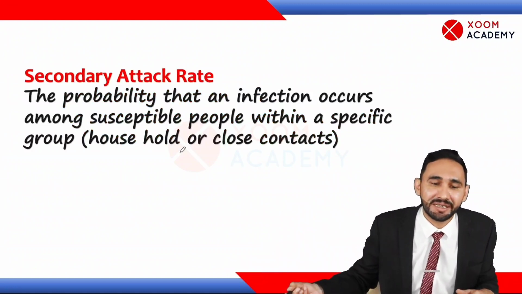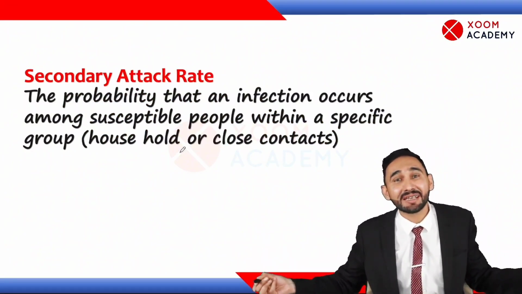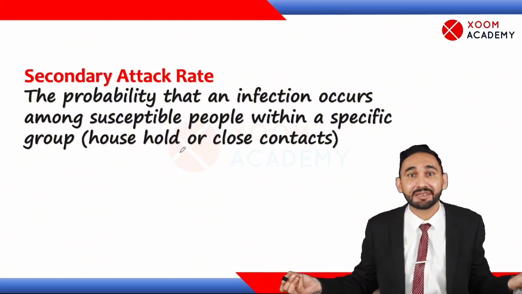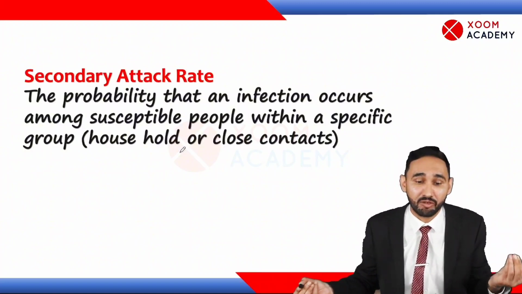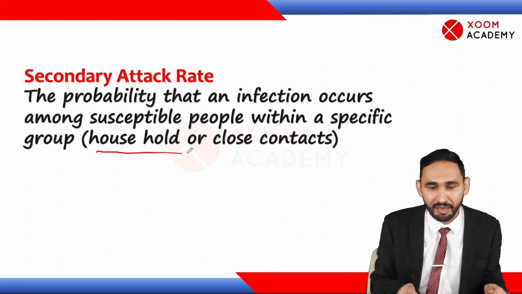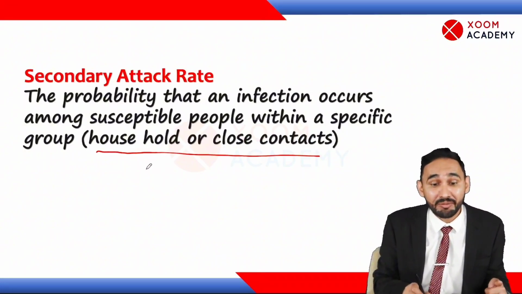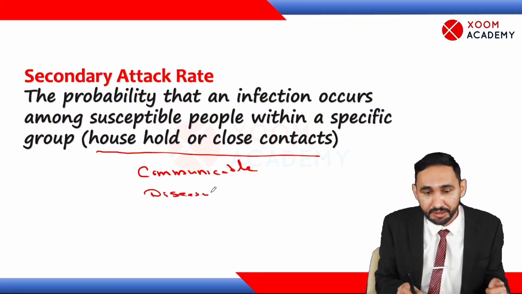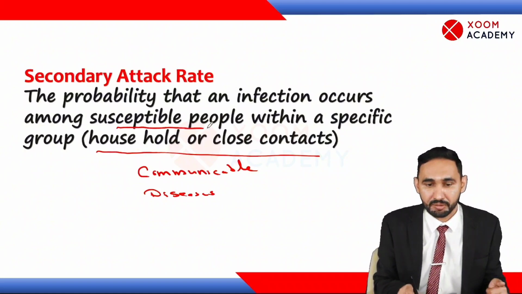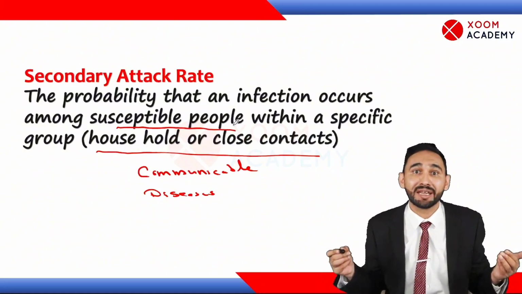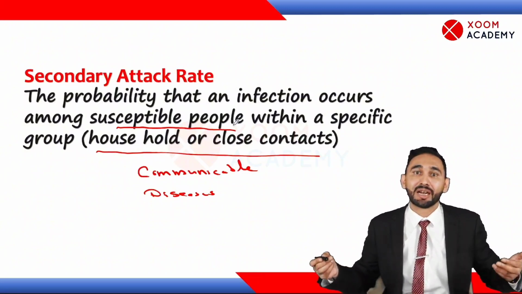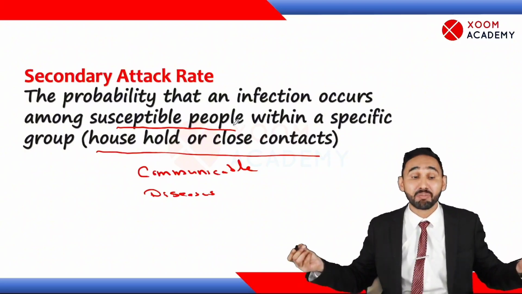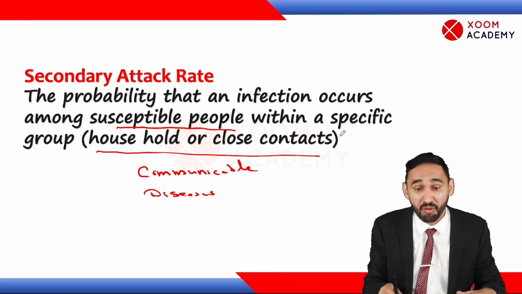Now we will discuss secondary attack rate. What is secondary attack rate? It is the probability of infection that occurs in susceptible people within a specific group like household or close contacts. This is used in communicable diseases. And we have used the term susceptible people. What is meant by this? Those who are at high risk, like people who are not vaccinated, not immunized. People who are exposed. A specific group shows those who are exposed.